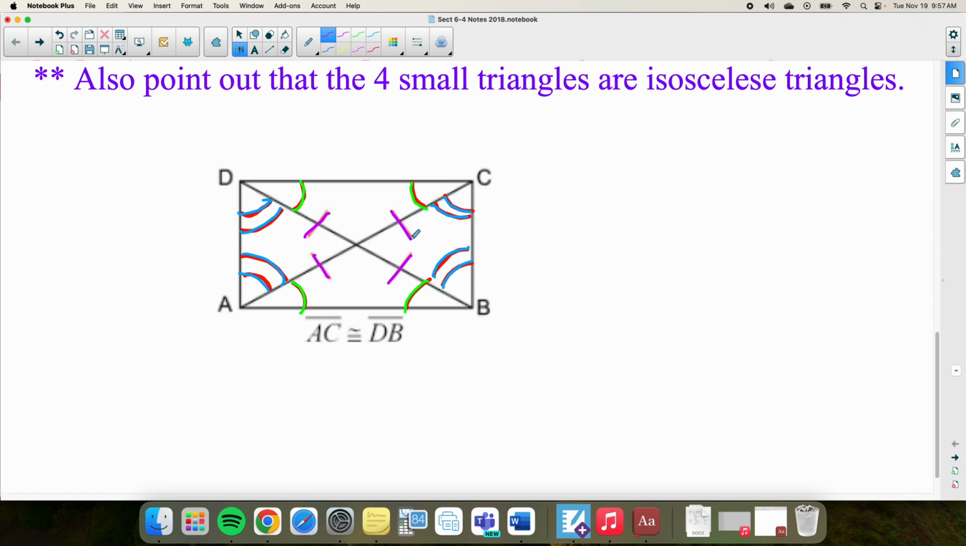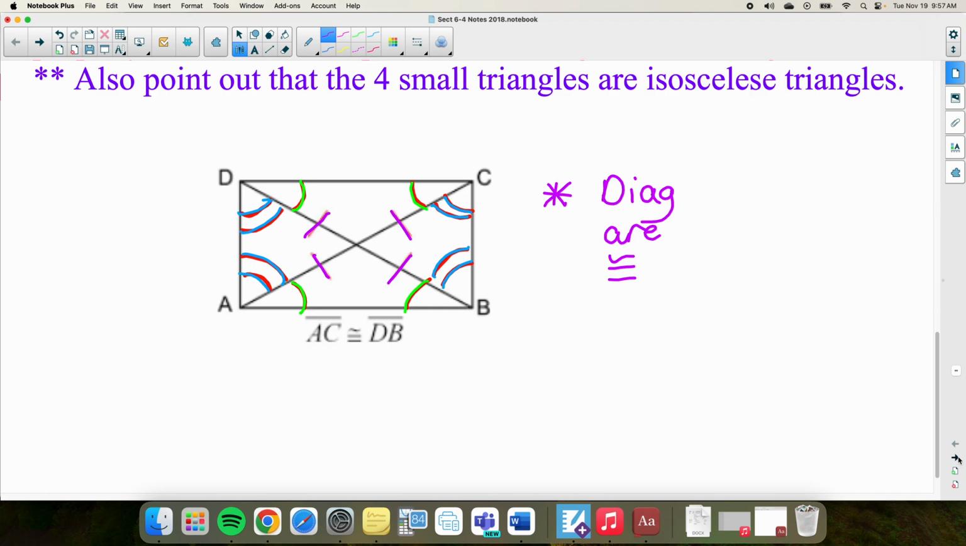And then right off the side, do this. Put diagonals are congruent. Okay? Just so you know that not only are those 4 pieces equal, but the entire diagonals are also congruent. Did I give you enough time for that?